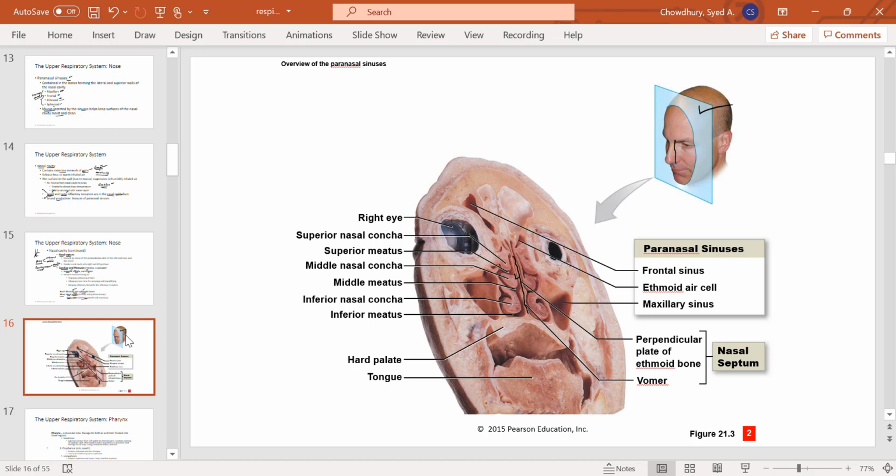So the upper part is the bony part formed by these two bones I mentioned already, and then you see the concha. These are the nasal concha for air turbulence, and this is the floor of the nasal cavity, right? And you see this is the oral cavity.